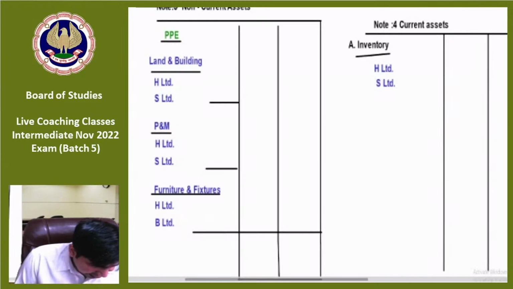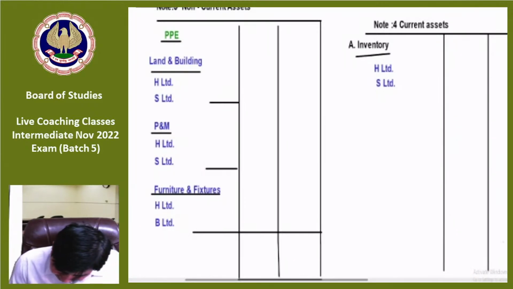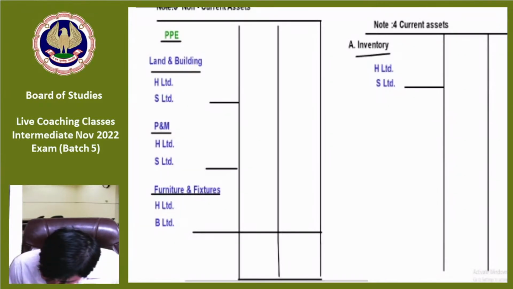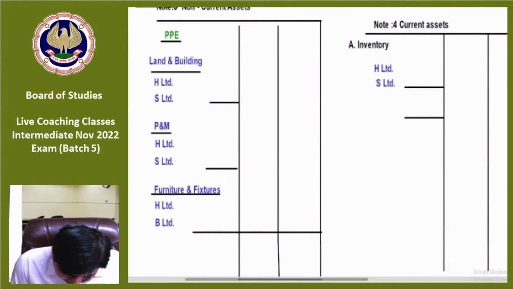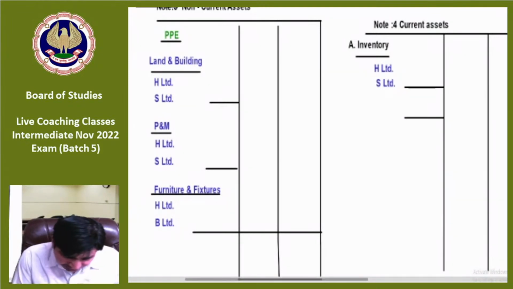So beta, there is also one adjustment, that is unrealized profit in this regard. So we are giving some space here. Okay, beta. That's the reason I want you all to prepare the format first, so that you may be in a flow of solving the question.